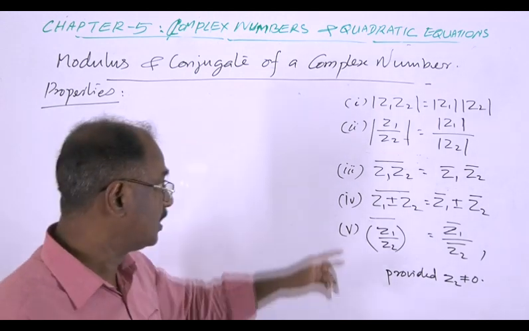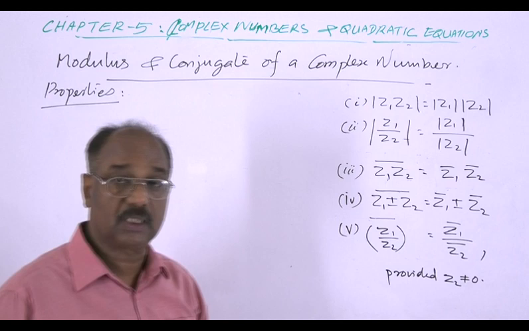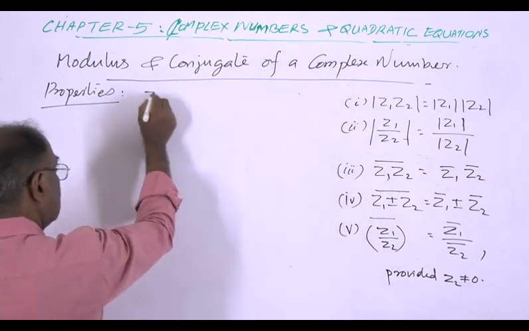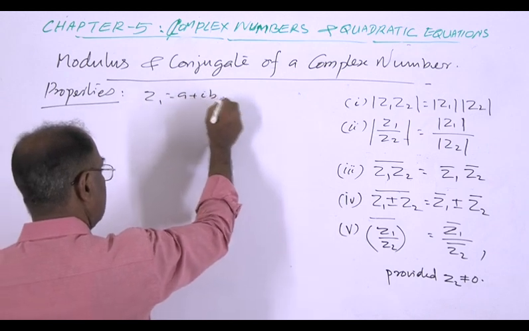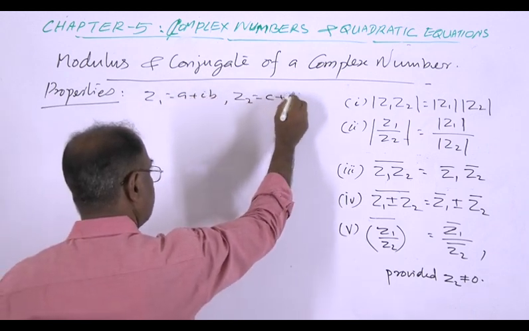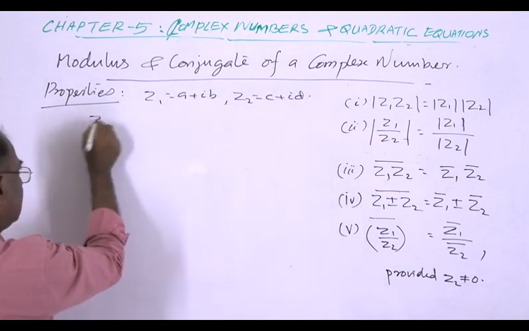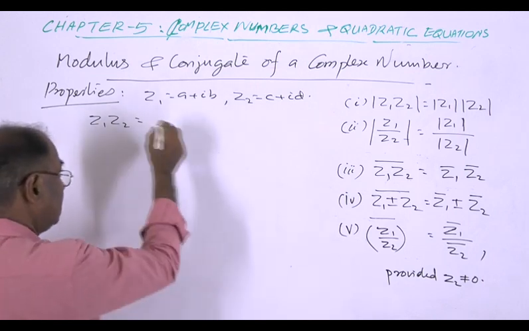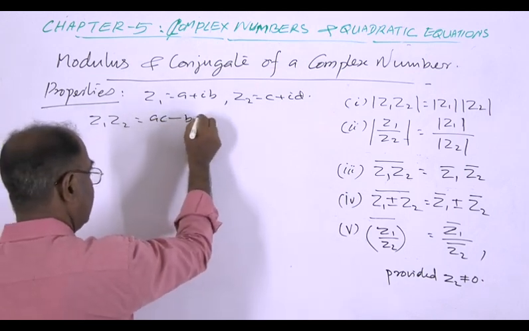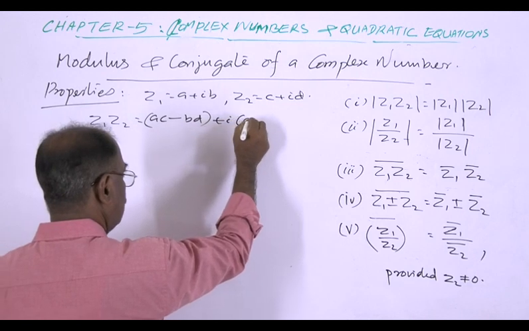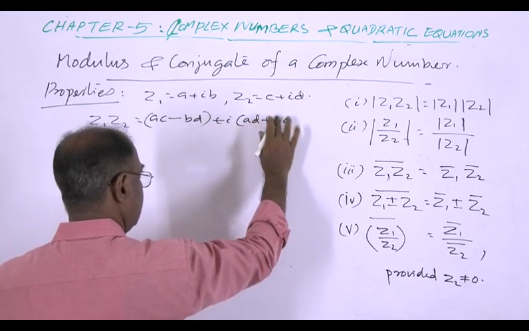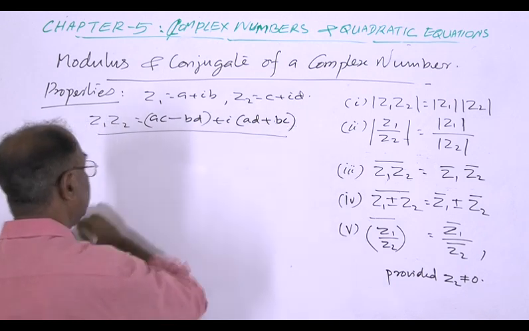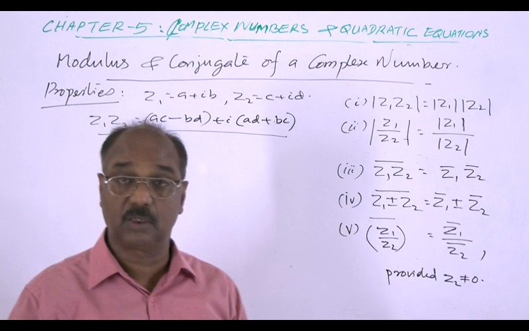Now we can first prove this: modulus of Z1 Z2 is equal to modulus of Z1 into modulus of Z2. For this, suppose Z1 is equal to A plus IB and Z2 is equal to C plus ID. Then Z1 Z2, by definition of the product, is equal to AC minus BD plus I into AD plus BC. So this is the product of Z1 and Z2.